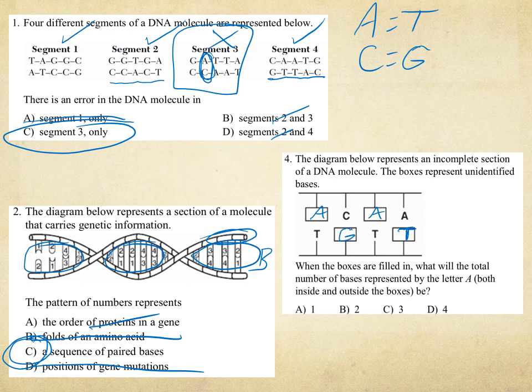It says, when the boxes are filled in, as we already did, what will the total number of bases represented by the letter A, both inside and outside the box, be? So how many A's do we have? That's all it's asking us. I see one A right there, another A right there, another A right there. So it's 3 A's. That's it. Nice and easy. Make sure your A's match your T's. Make sure your C's match your G's.